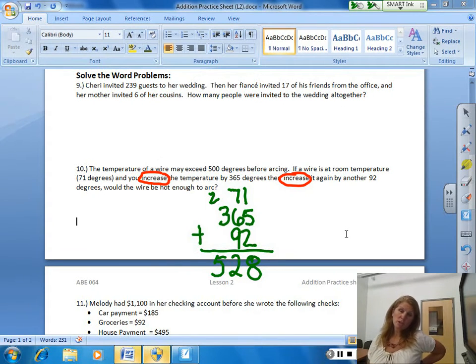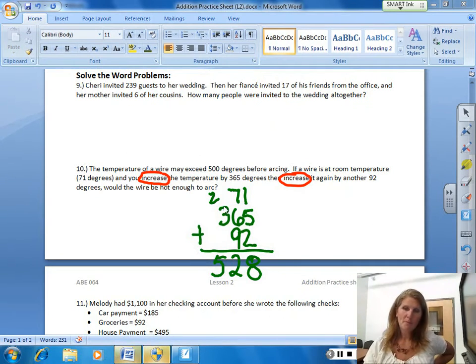The question is not what temperature was it, but just would it be high enough to arc? Would it be? Yes, because it said it would arc if it got above 500 degrees. So 528, definitely we're good for arcing.